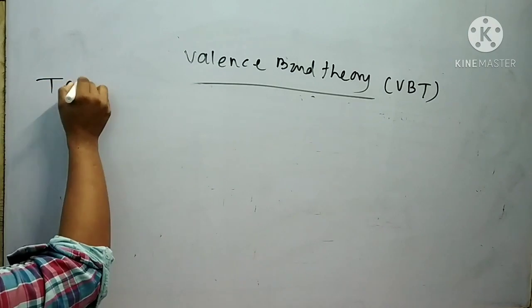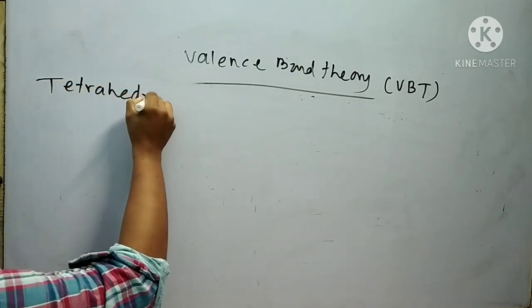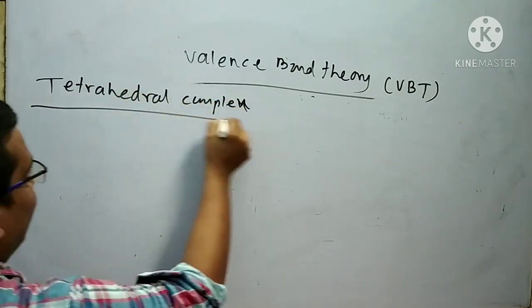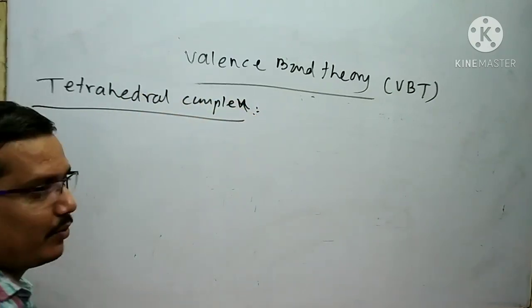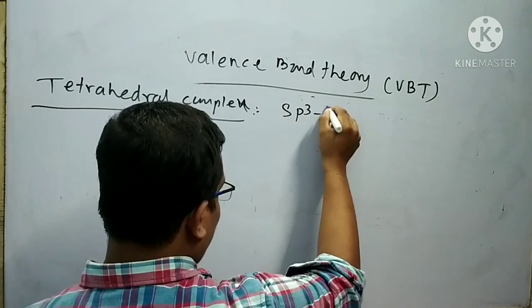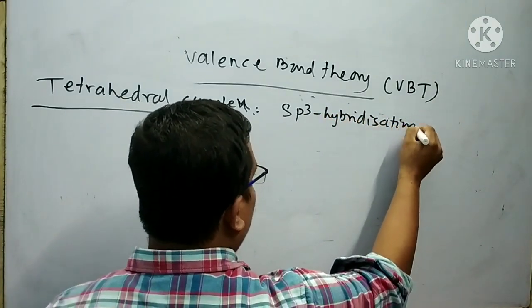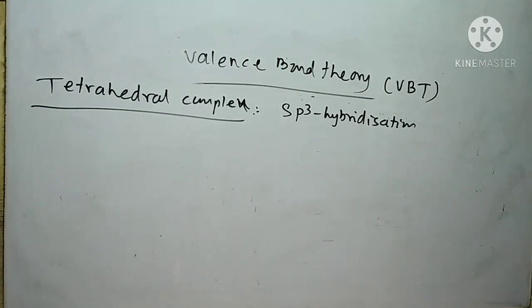Next I will explain the tetrahedral complex. For the formation of tetrahedral complex, we need sp3 hybridization. Let me explain this with an example.